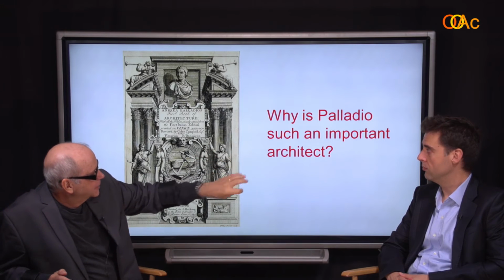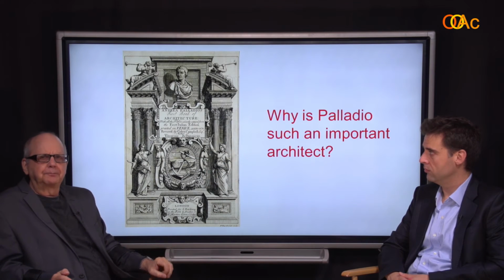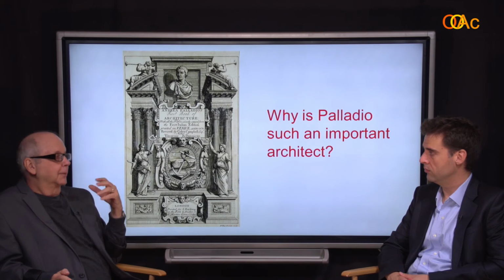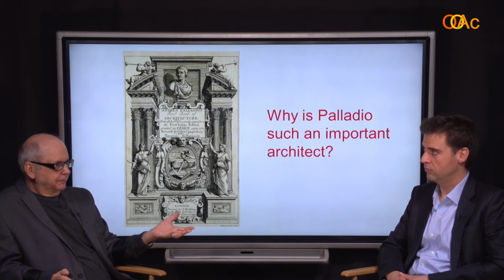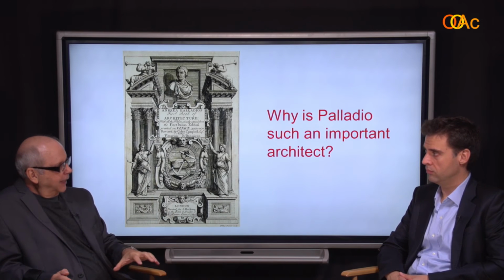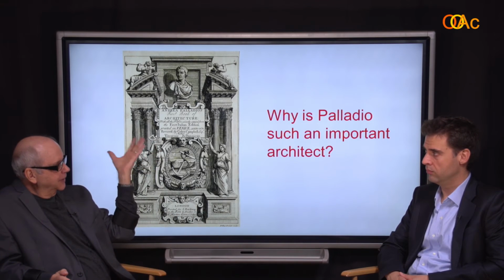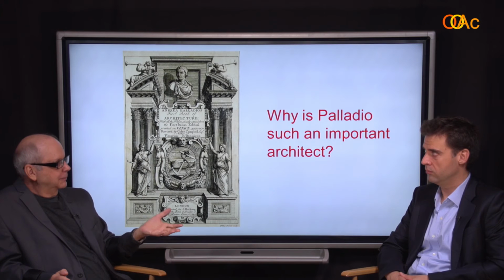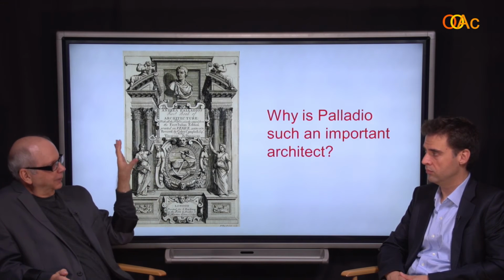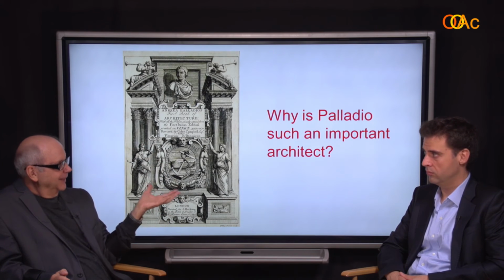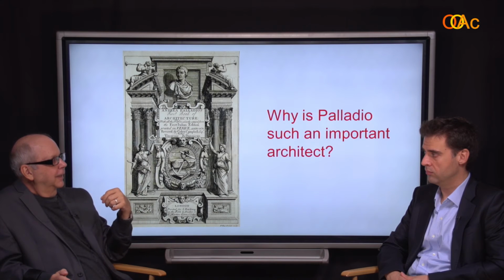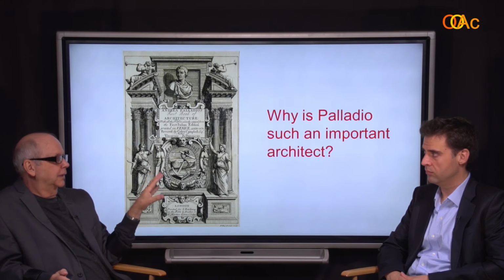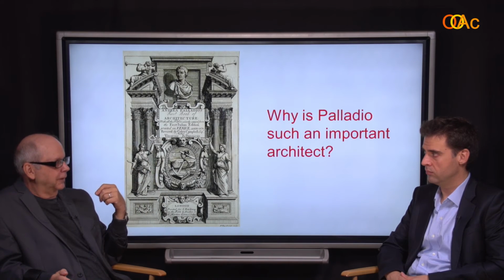Why is Palladio such an important architect? And you think of American presidents. George Washington built Mount Vernon, and he owned Palladio's book and used it as a textbook. Thomas Jefferson built Monticello, and he owned Palladio's book, and he used it as a textbook. So the architecture of the South, the Georgian architecture of New England, in the United States all comes from Palladio. A lot of English architecture comes from Palladio.